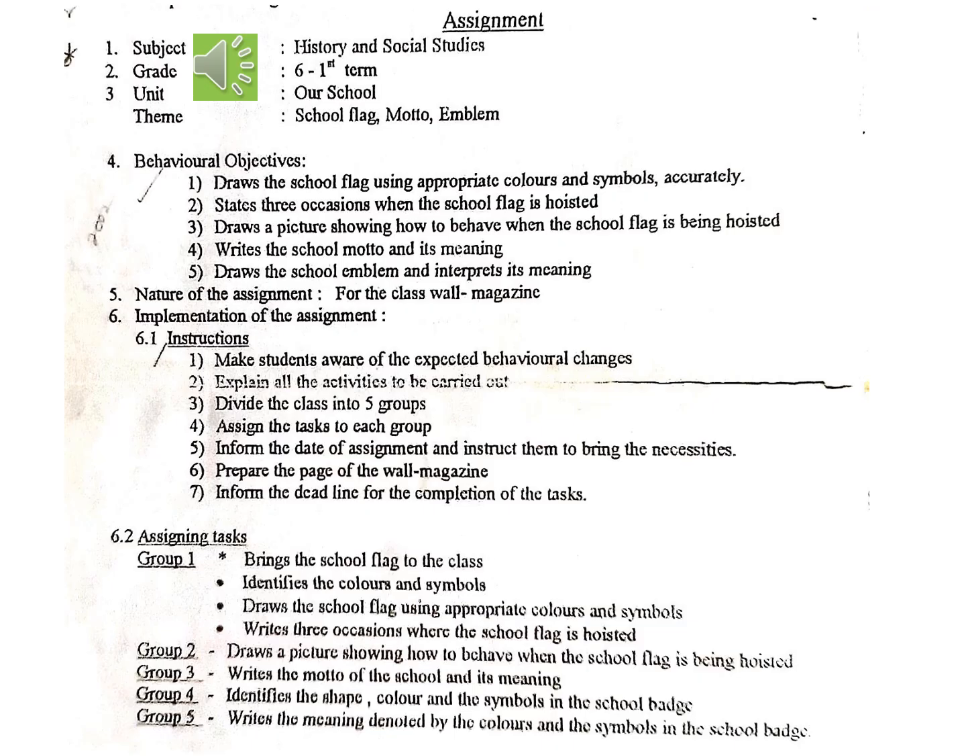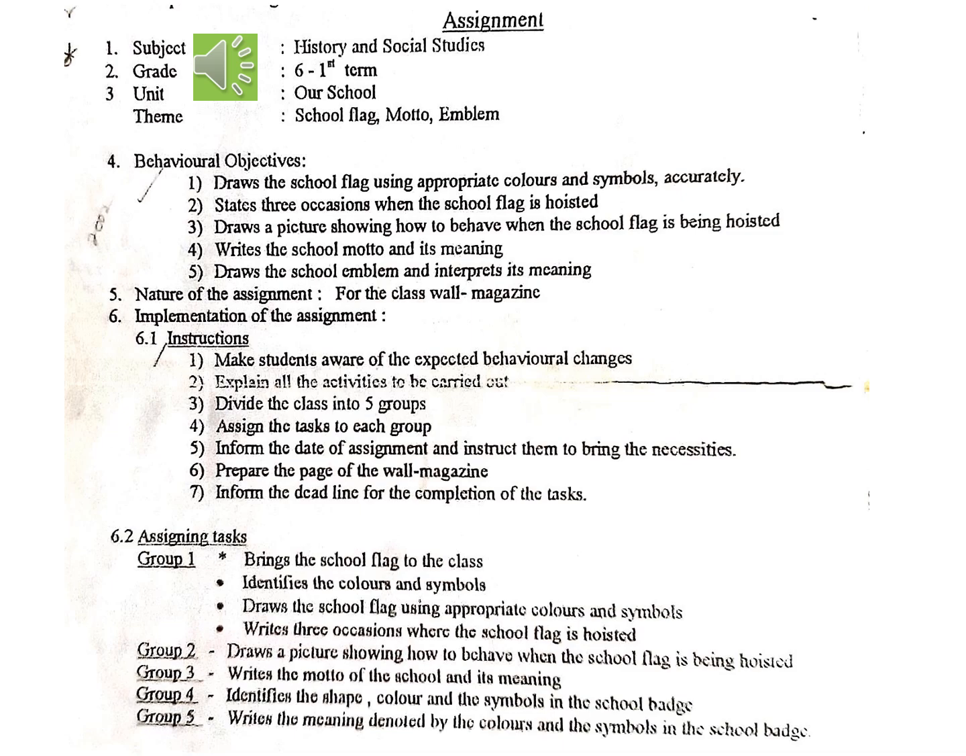So when can we hoist the school flag? We have to give 3 occasions. The students have to write at least 3 occasions. When? In the morning assembly, in the functions like prize giving, sports meet, like this. Draws a picture showing how to behave when the school flag is being hoisted. So one group will draw, one objective of this assignment is to know how to stand when the school flag is hoisted, right? Write the school motto and its meaning, right?